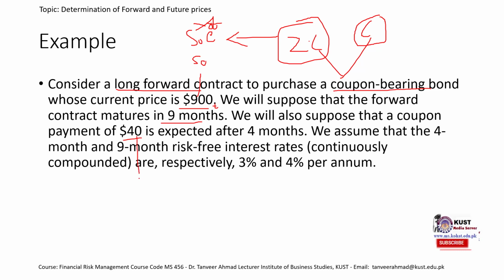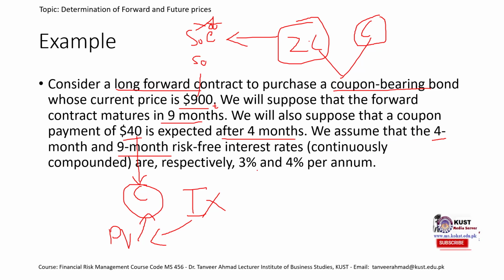Okay, this is the coupon payment, but it is not I, because what was I? The present value of this coupon payment. So we need to find the present value of this coupon payment. So when we get this $40, we would have this $40 after 4 months. We assume that the 4 months and 9 months risk-free rate, which is continuously compounded, is 3% and 4% per annum. So we have been given two different risk-free rates, and I will tell you in a while why there are two different rates.